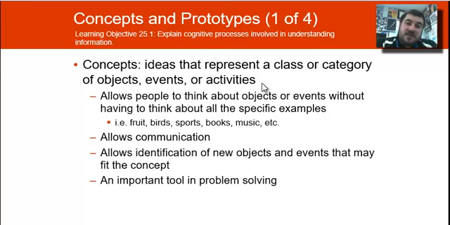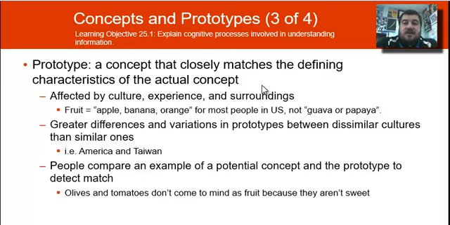For example, if you come across something that looks like a dog, more than likely you're going to think of it as the concept of a dog. And this is an important tool in problem solving. A prototype is the best example of the characteristics of the actual concept because it matches what you think. This is affected by culture, experience, and surroundings.